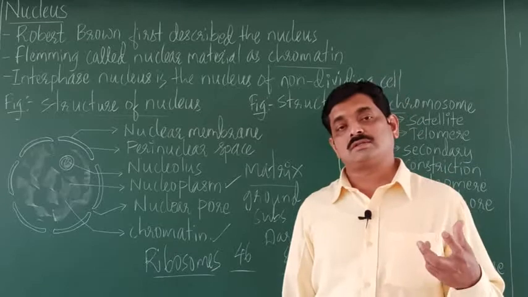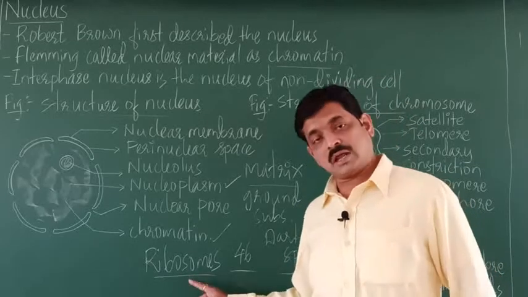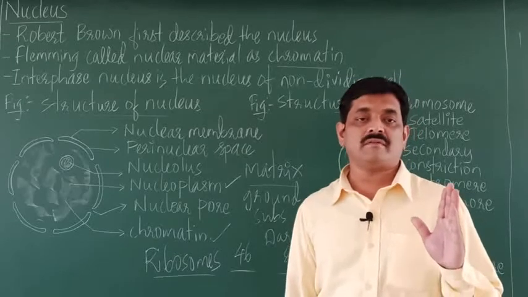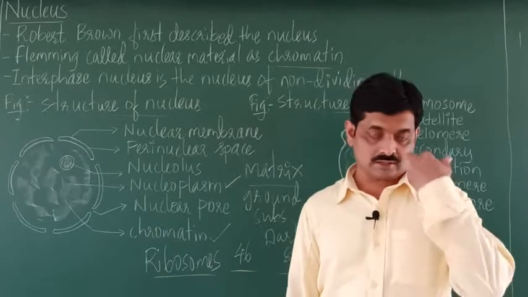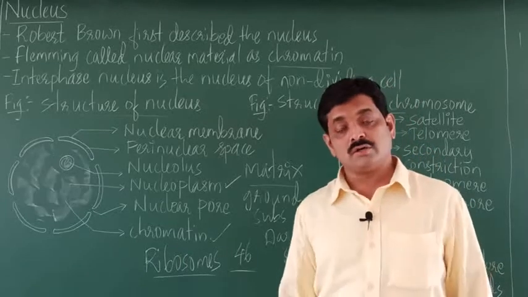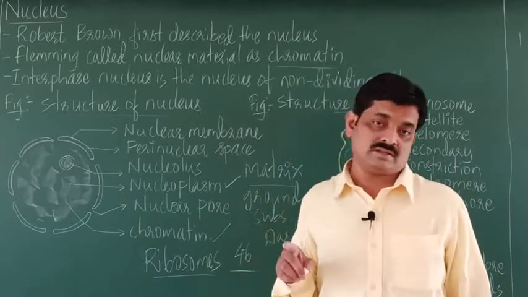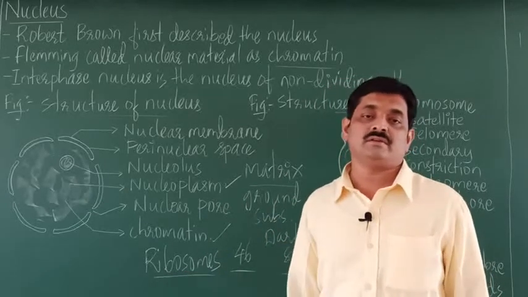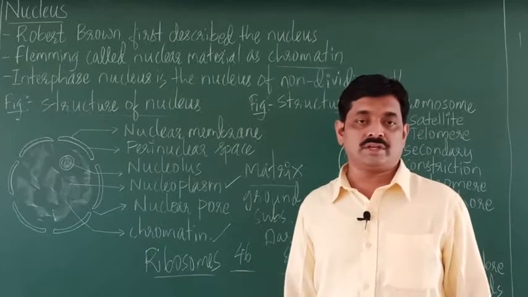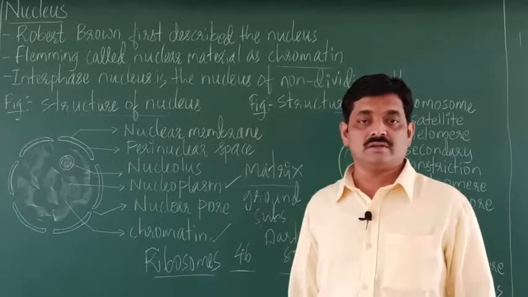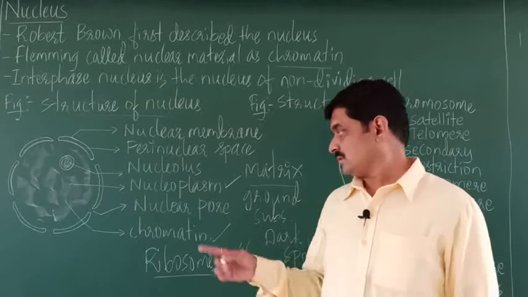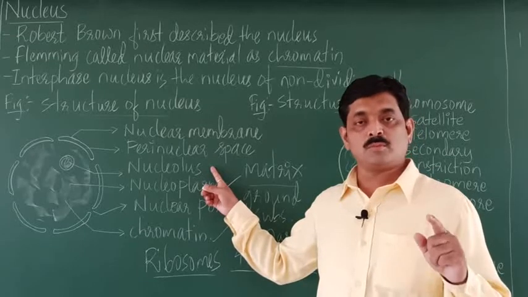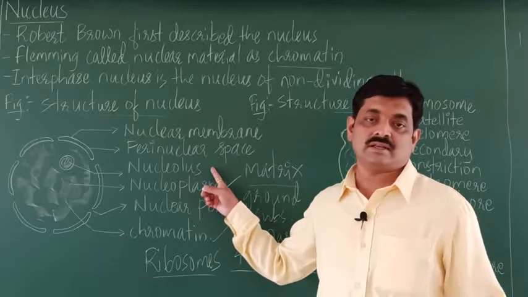So the nucleolus produces ribosomes. What are ribosomes? These are the protein factories of the cell. Ribosomes are commonly called protein factories of the cell because they produce protein, or they are involved in protein synthesis. So the nucleolus is called the ribosome factory of the cell.